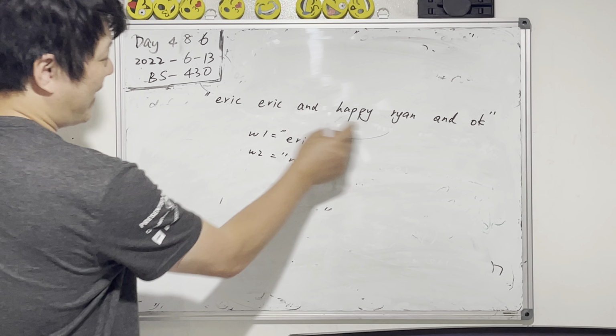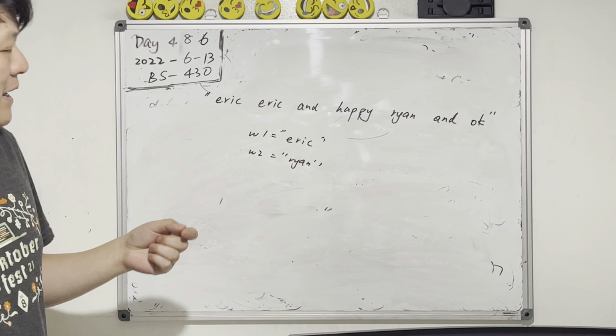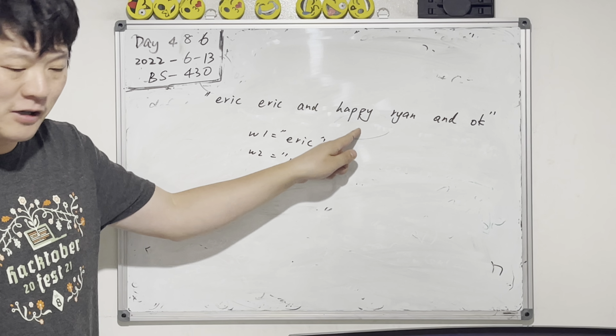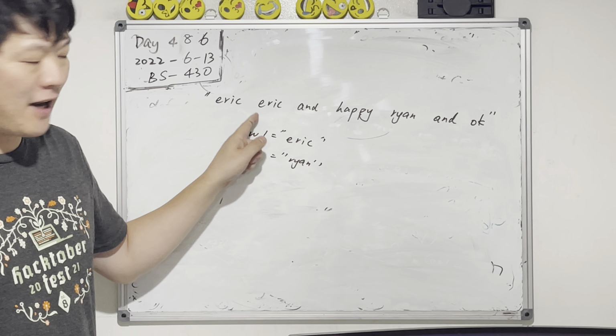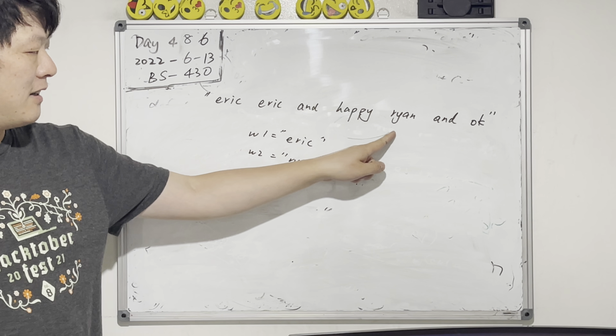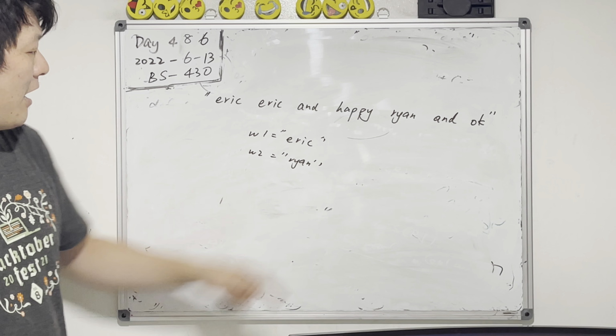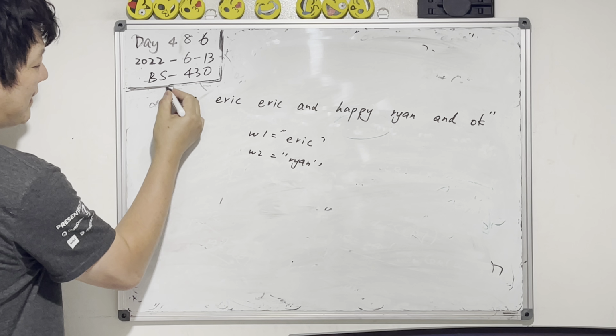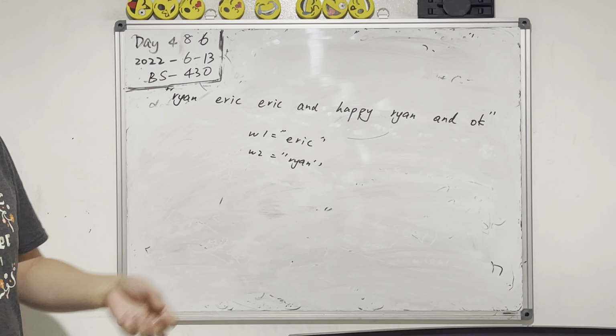Okay, the shortest distance means the number of words between those. Look, there are two words between Eric and Ryan. That's the closest. How about if I add Ryan here? What's the shortest distance between Eric and Ryan?